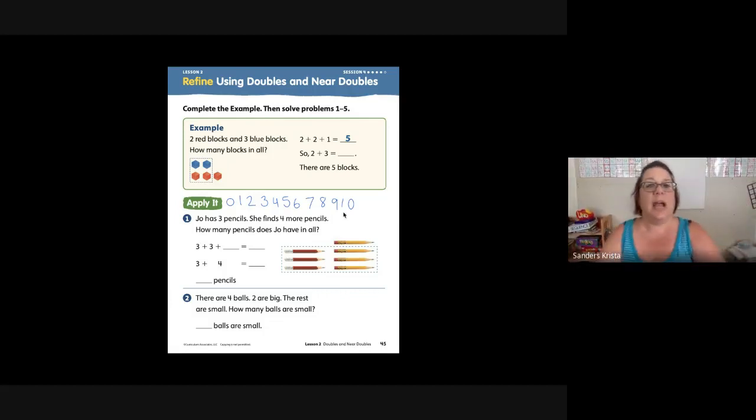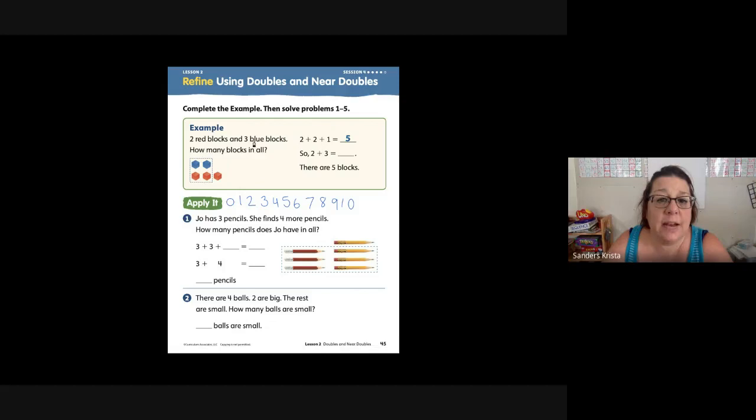Okay, so we're adding the same number 2 times. When we're doing near doubles, that means we're adding the same number 2 times and then either going up one more or going backwards one less. Okay, so let's look at the example. Here it says, complete the example, then solve problems 1 through 5.